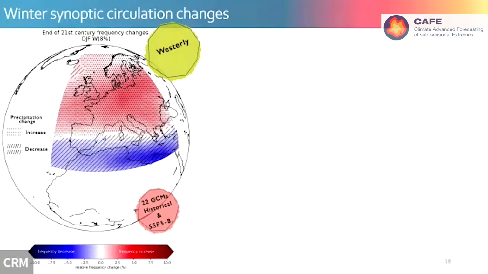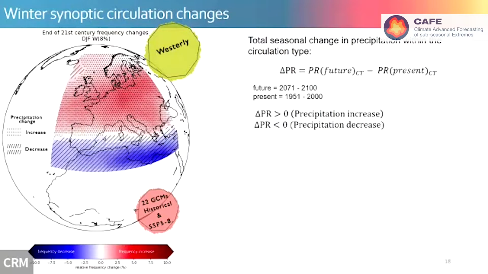So what we see here is just the changes in frequency related to one of these circulations, so the westerlies in this case. And red colors mean an increase in frequency, whereas blue colors would mean a decrease in frequency. First thing that we can notice here is this increase in westerlies over Europe.